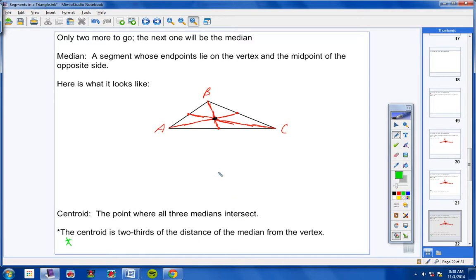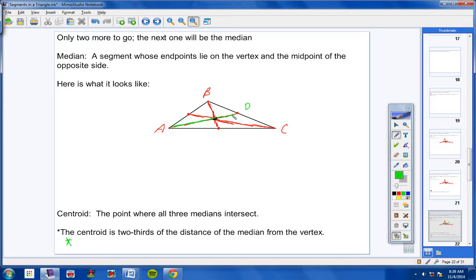I'll show you what that means in just a second here, okay? Okay, here we go. Call this point here in your notes point D, okay? Now, we have median AD, okay?